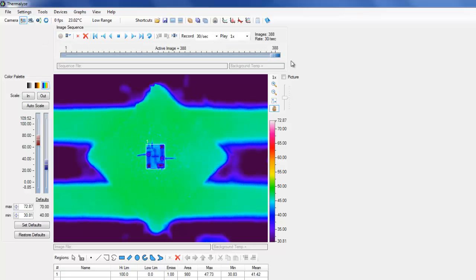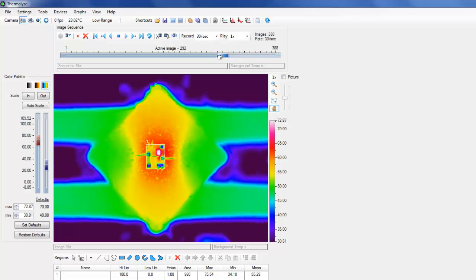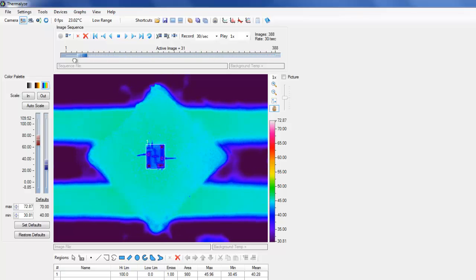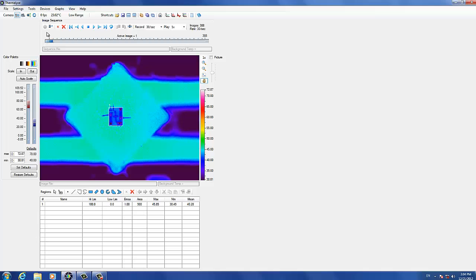Next, images are recorded as the device is powered. To measure the true temperature of the attenuator, we display a thermal image before it was powered, and then create an emissivity table of the device.